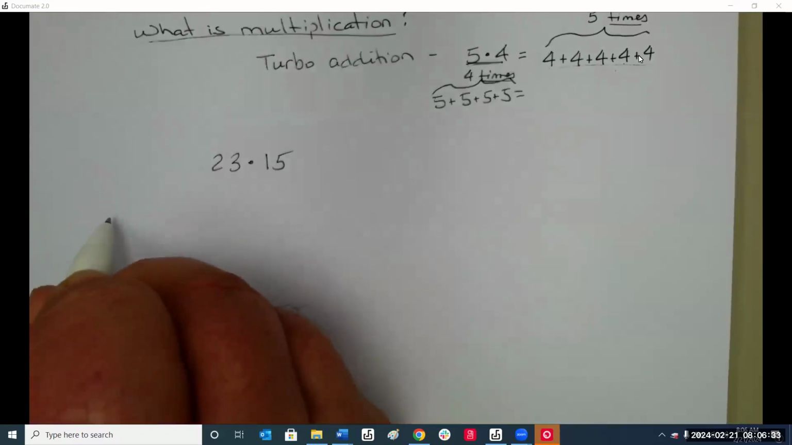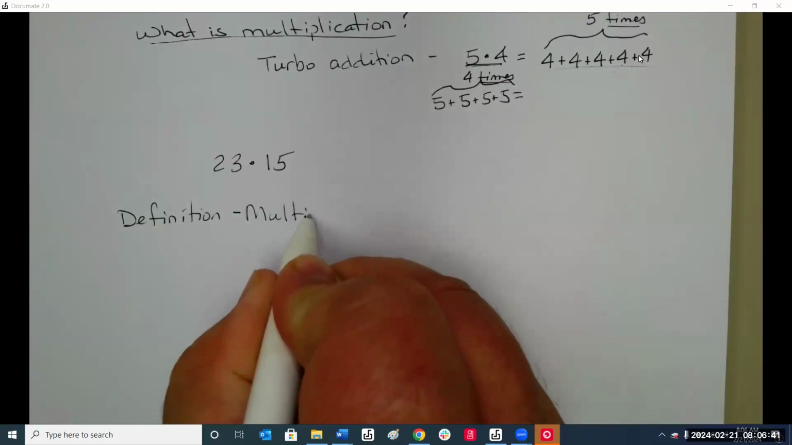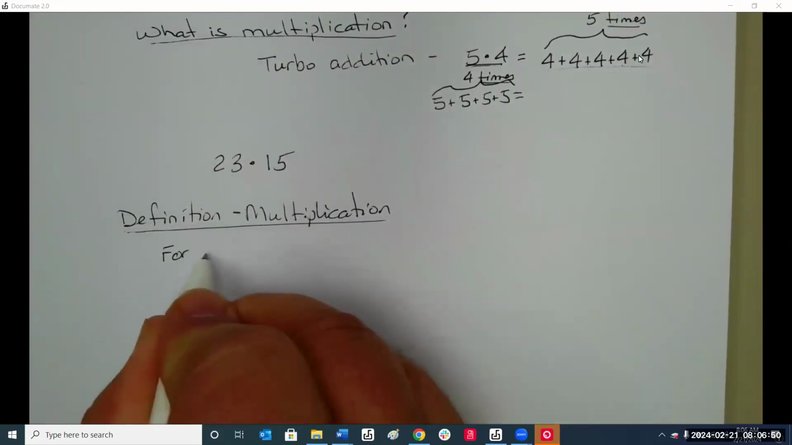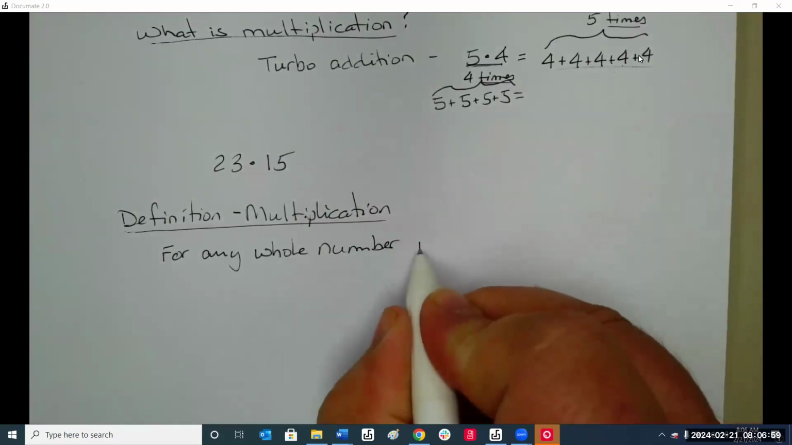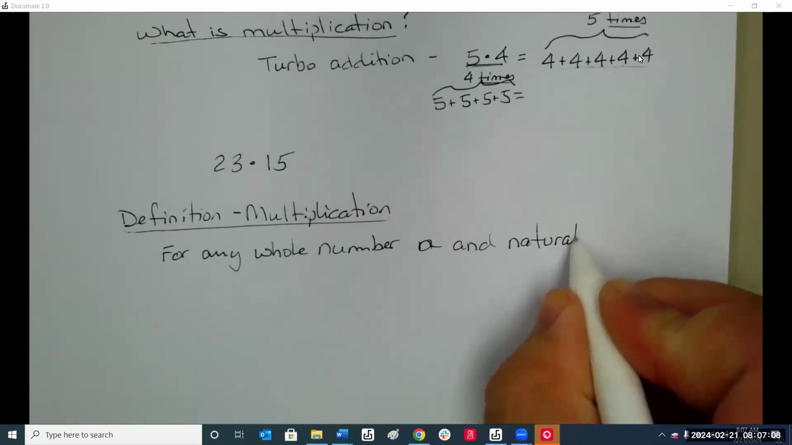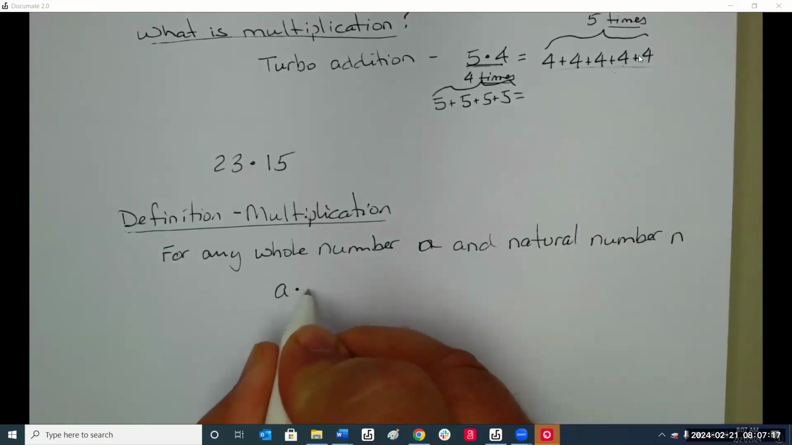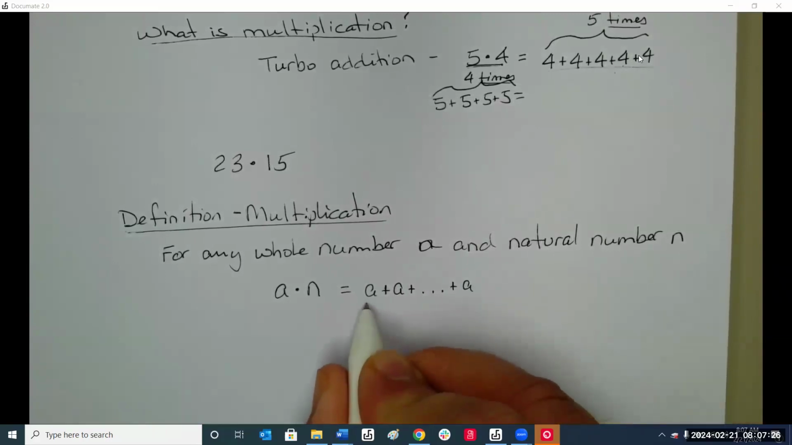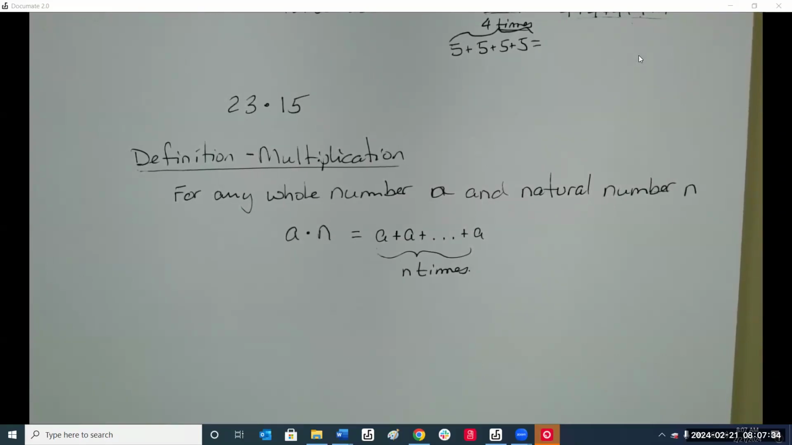So let's look at the definition of multiplication. According to our sheet, it says for any whole number a, and natural number n, a times n is equal to a plus a, n times. So that's the formal definition of it.